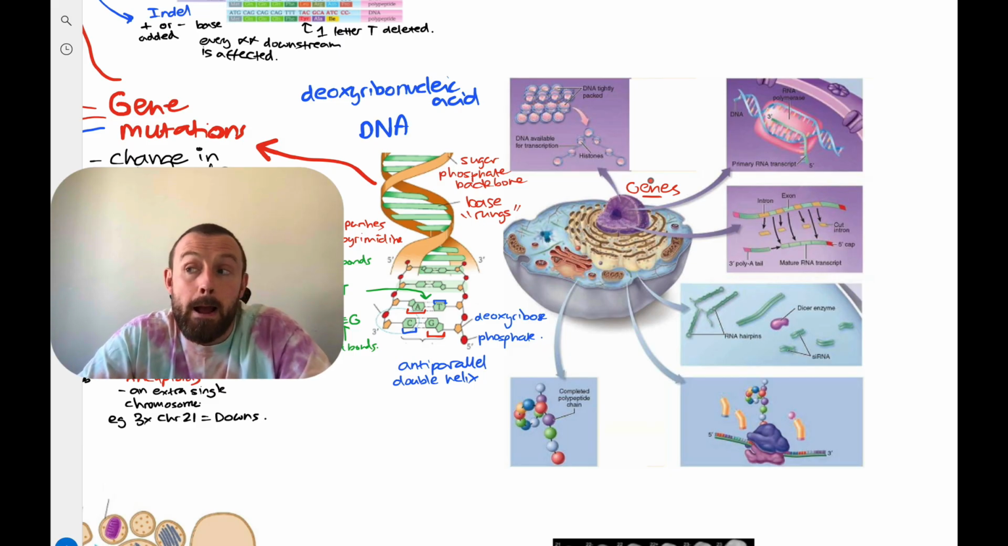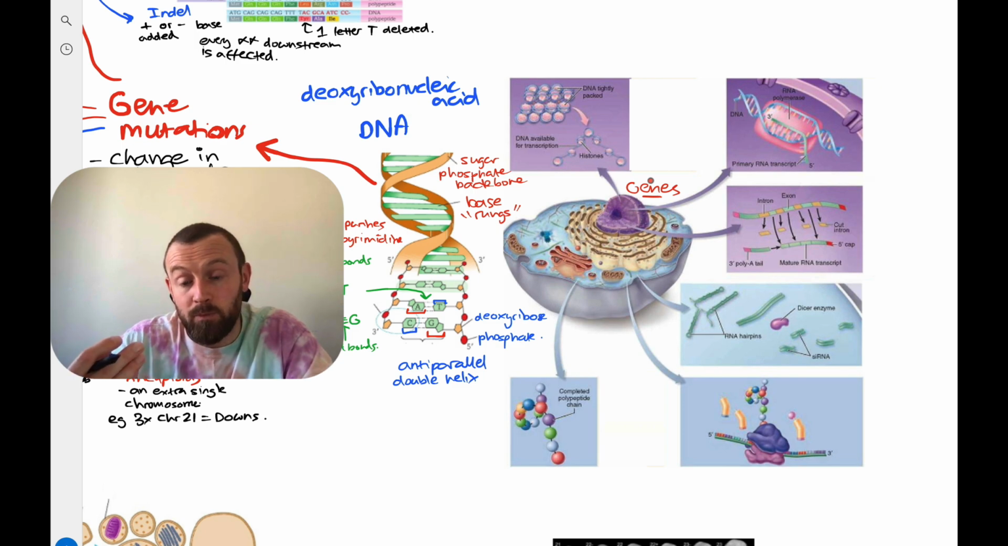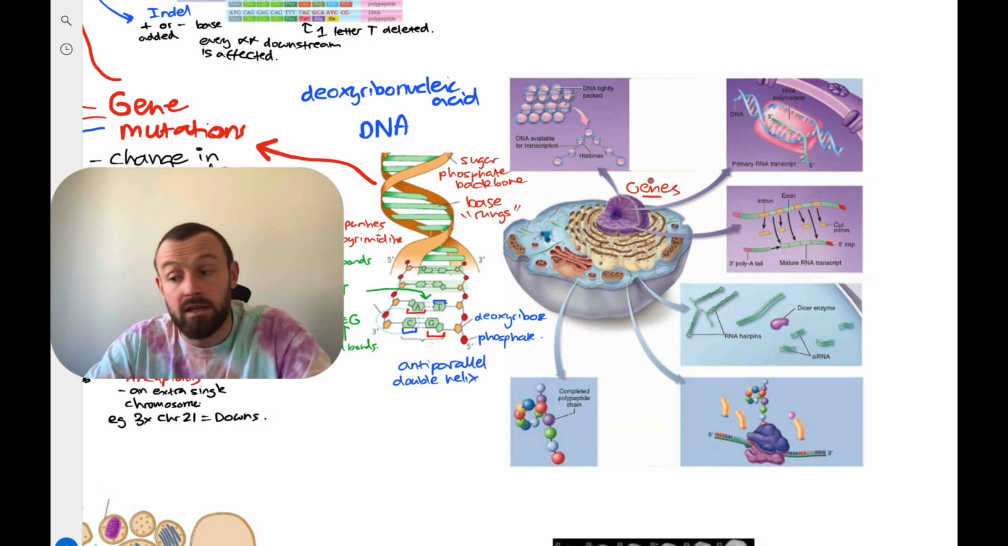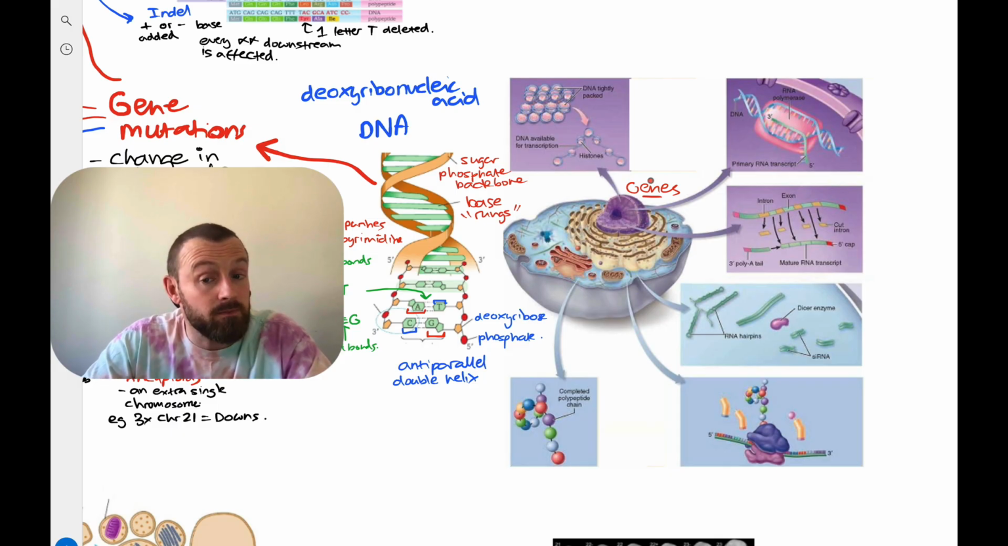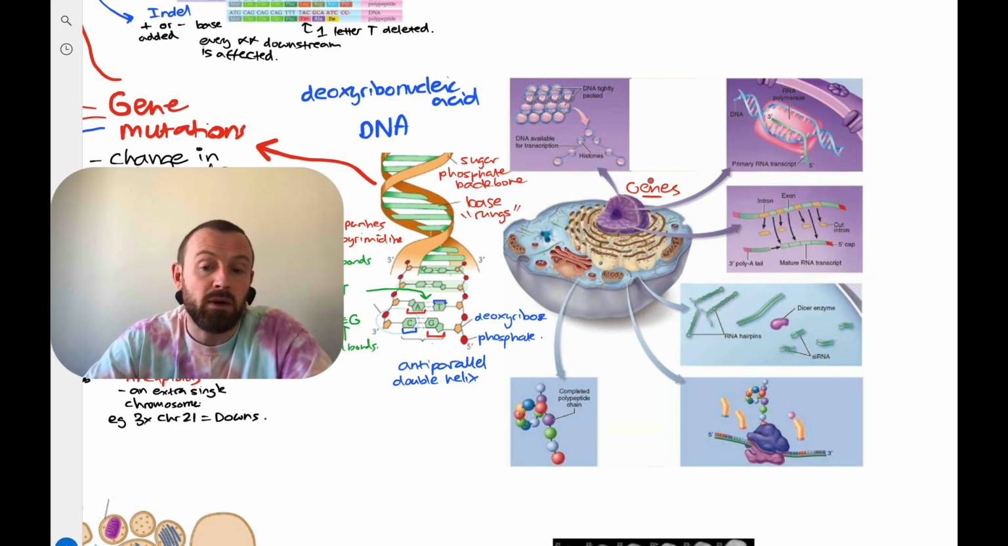Okay, but the cells in my brain will be using different proteins than cells in my liver, and they'll be using different proteins than cells in my muscles. So we need to be able to turn on and turn off different genes in different places. And there's a bunch of different ways that we can do that that you need to know about for this module.